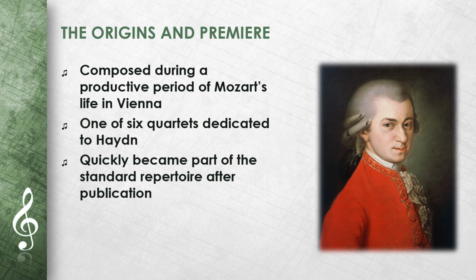The Spring Quartet was composed during a particularly productive period of Mozart's life in Vienna. It is one of the 6 quartets that Mozart dedicated to Haydn, as a sign of his admiration and in recognition of the inspiration he received from Haydn's own quartets. The exact details of the premiere are not known, but the quartets quickly became part of the standard repertoire after their publication.